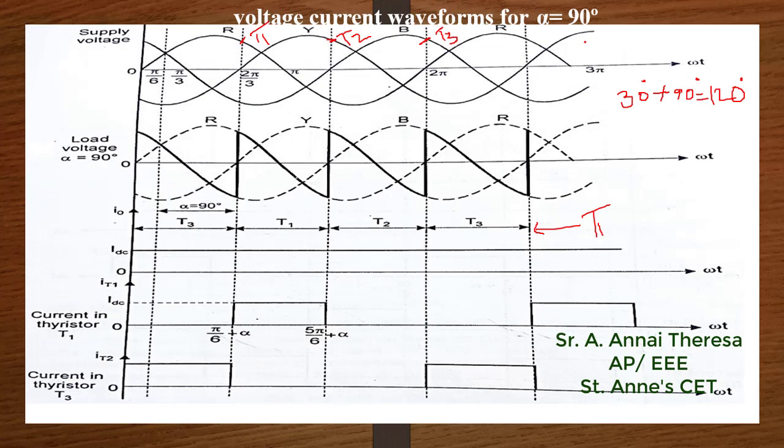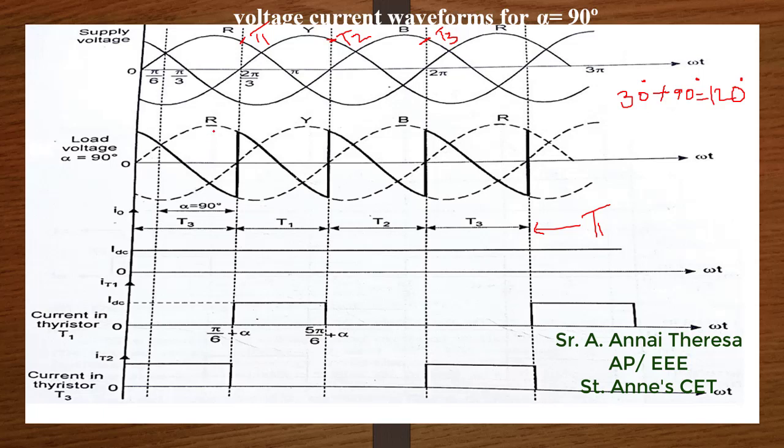Next, alpha is equal to 90 degree. 90 degree means 30 plus 90, that is 120 degree. For R phase, this is the 120 degree, so here thyristor T1 will be triggered. For Y phase, this is the 120 degree, here T2 will be triggered. For B phase, this is the 120 degree, here T3 will be triggered.